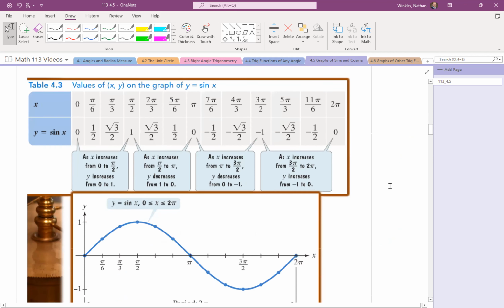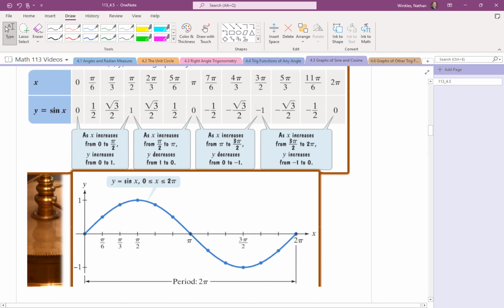So if we were to create a table of values, and we were to create all of our basic values between 0 and 2 pi, so we've got 0, pi over 6, pi over 3, pi over 2, 2 pi over 3, 5 pi over 6, pi, 7 pi over 6, 4 pi over 3, 3 pi over 2, 5 pi over 3, 11 pi over 6, and 2 pi. These are just our main angles between 0 and 2 pi. They're in terms of radians, so we just have to make sure our calculator's there, or pull them straight from our unit circle that hopefully we already know.